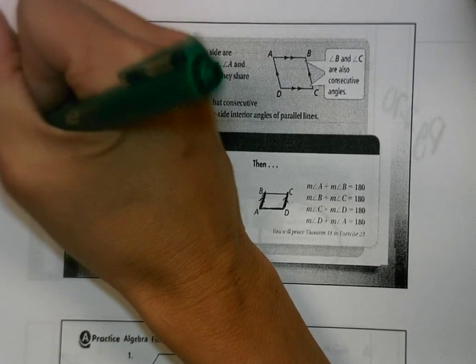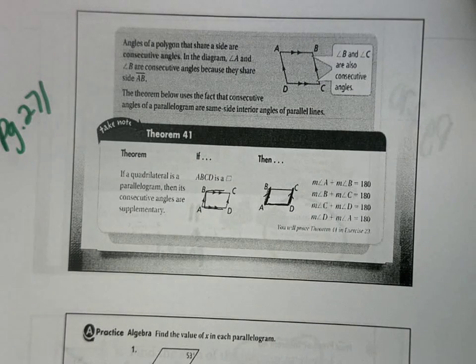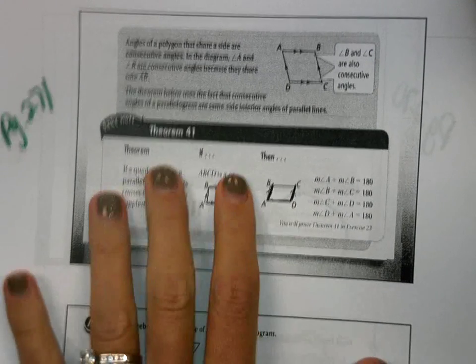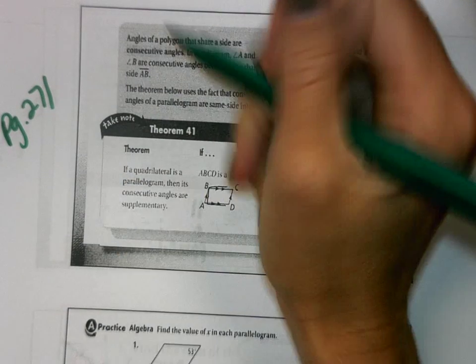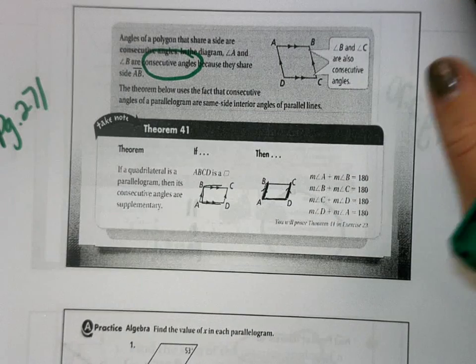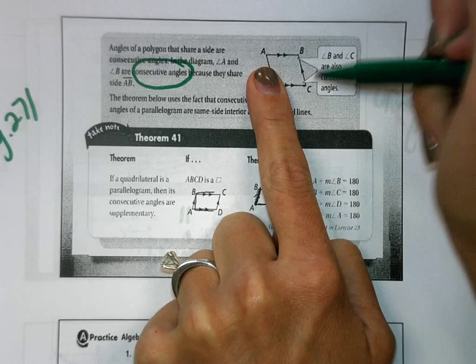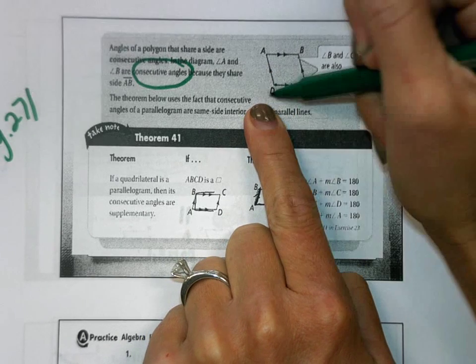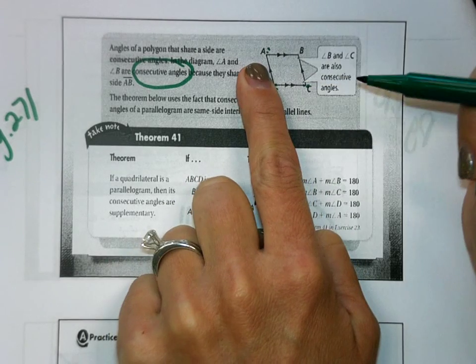Page 271, still. Okay, on Theorem 41. It is talking about consecutive angles. Consecutive angles are on the same side. So they're saying right here, B and C are consecutive angles. C and D, consecutive angles. D and A, consecutive angles. A and B, consecutive angles.